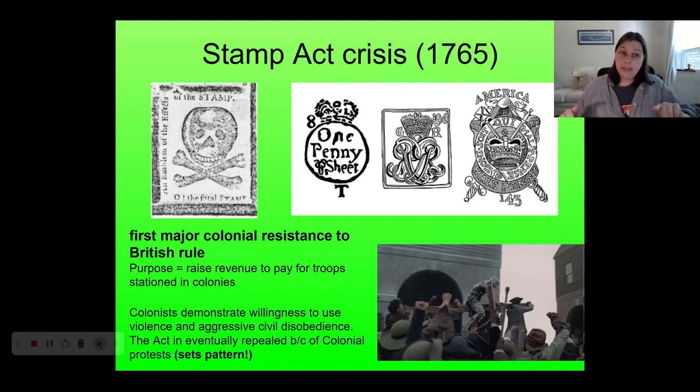The Stamp Act is not a tax on stamps. Students get that wrong all the time. Be very careful about it. The Stamp Act is not a tax on stamps. It's a tax on paper. And you put the stamp on it to show that you've paid the tax, right? It's like a little, yeah, you paid it.